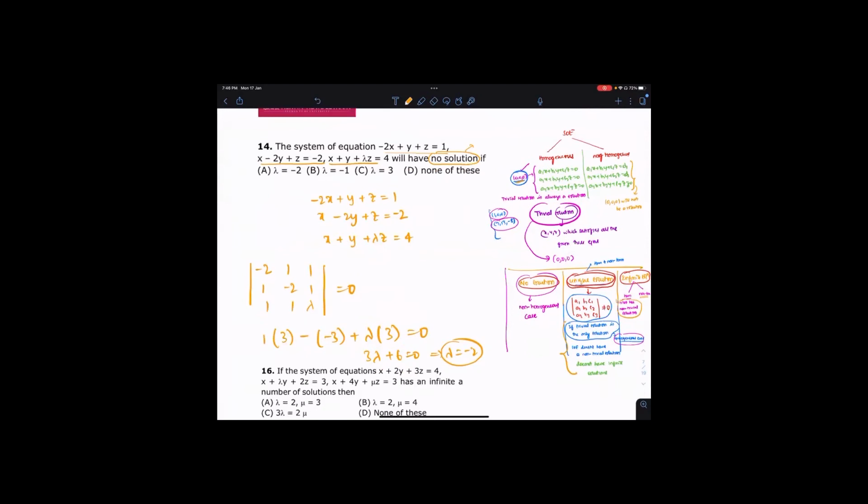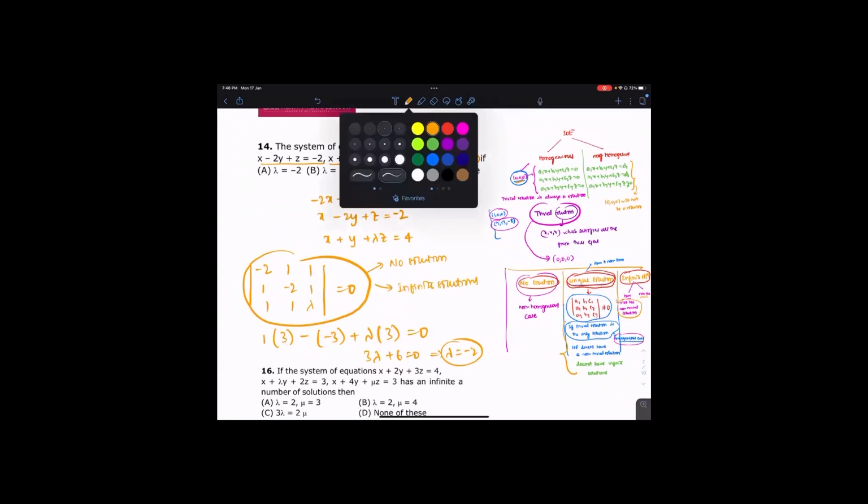Now here is the trick, guys. If det is 0, 2 possibilities are there. What are the 2 possibilities? Either it can be no solution or it can be infinite solutions. Correct? Now what you do is substitute lambda equals minus 2.